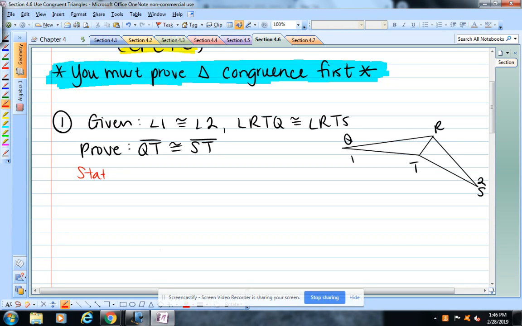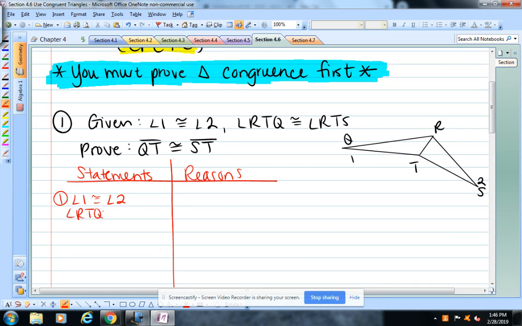So set up your statements and reasons table. And our first statements are our givens. So angle 1 is congruent to angle 2. That's really crooked. It's a little better. And angle RTQ is congruent to angle RTS. Now, are those marked yet on my picture? No, so let's mark them.